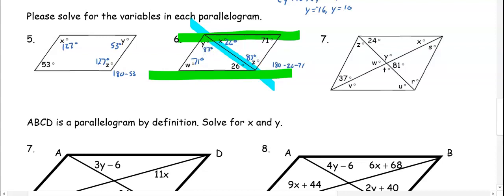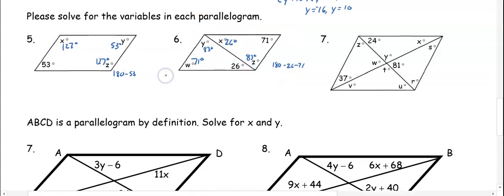In number 7 then, we can use our alternate interior angles again to be congruent. So we have 37, S is also going to be 37 degrees, 24, U is also going to be 24 degrees. We can use our vertical angles, so 81 and 81. We can subtract 81 from 180 to get that Y and T are going to be 99 degrees. Then in the triangles, we know two of the angles, so 180 minus 37 minus 81 gets us 62 degrees. 180 minus 24 minus 99 gets us 57 degrees.